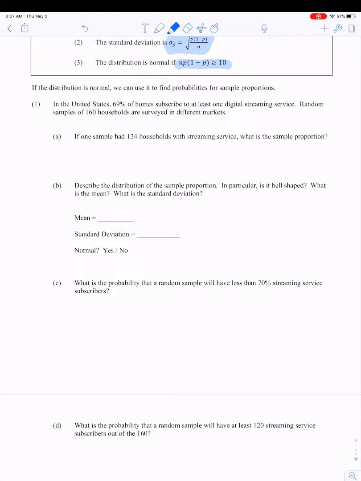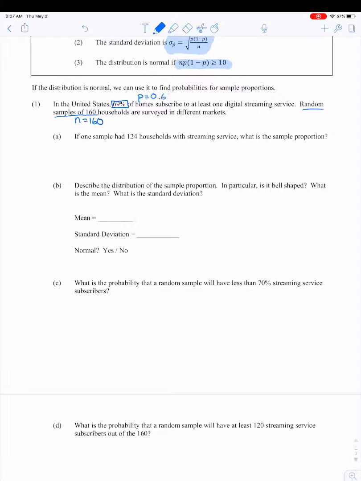Okay, so let's move on to the first question here, and we will use these formulas in this example. All right. So the first question says, in the United States, 69% of homes subscribe to at least one digital streaming service. Random samples of 160 households are surveyed in different markets. Okay, so right there we know two things. We know that n equals 160 because we have a random sample of 160 households. We also know that the true population proportion is given as 69%. So P is equal to 69%.